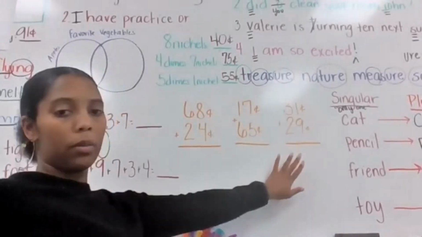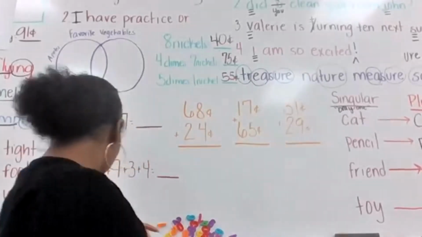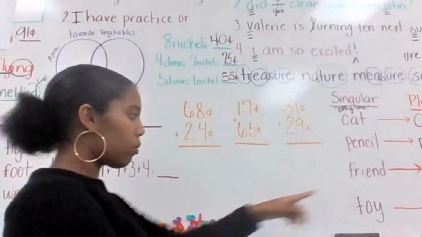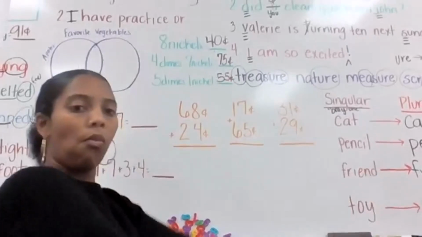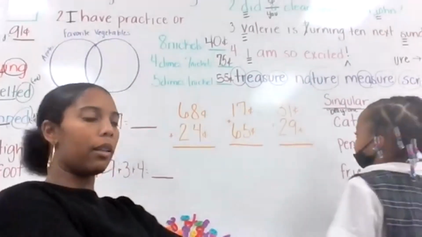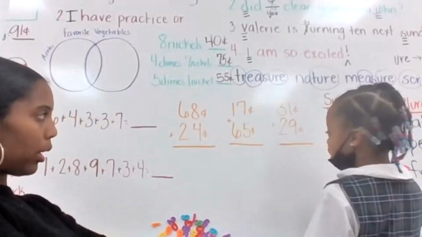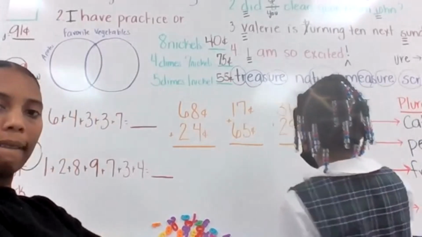All right, Carly to the board working this one out. So Carly's gonna come work this one out. So let's see if our answers are correct. So 31 plus 29. So where am I starting? The back. Okay, so that's 1 plus 9.